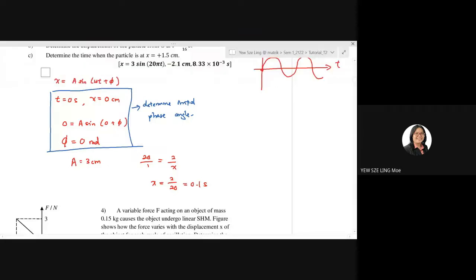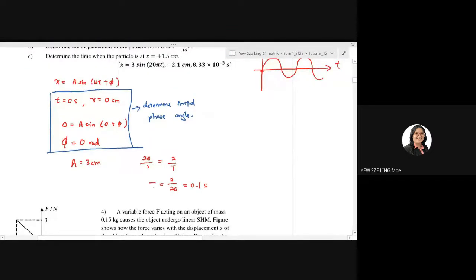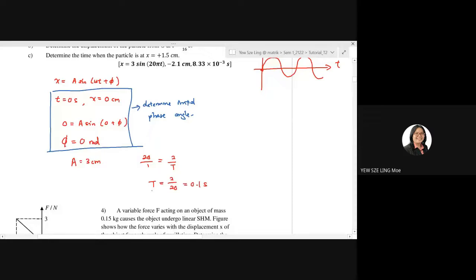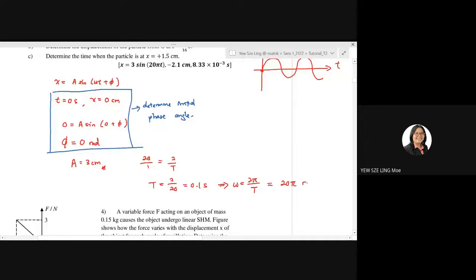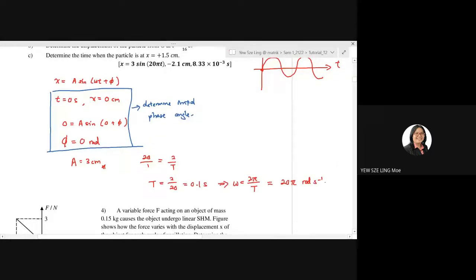I'm going to change the symbol to make it easier for you. The symbol is capital letter T. So the period is 0.1 second. From here, we can then determine omega. Now that you have A and you have the period, we know omega is equal to 2 pi over T, which is then equal to 20 pi radian per second.